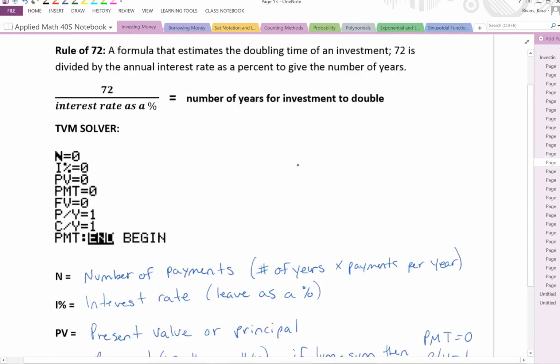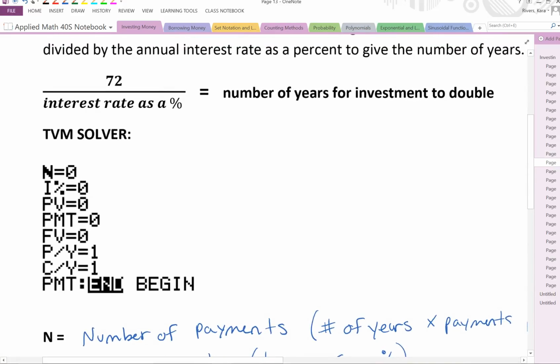All right, so our TVM Solver, what TVM stands for is time value of money. Okay, it's the time value of money solver. So this is what it's going to look like in your calculator.